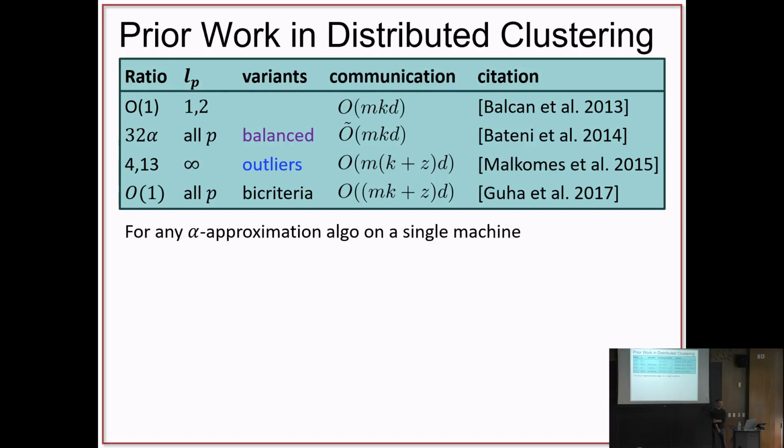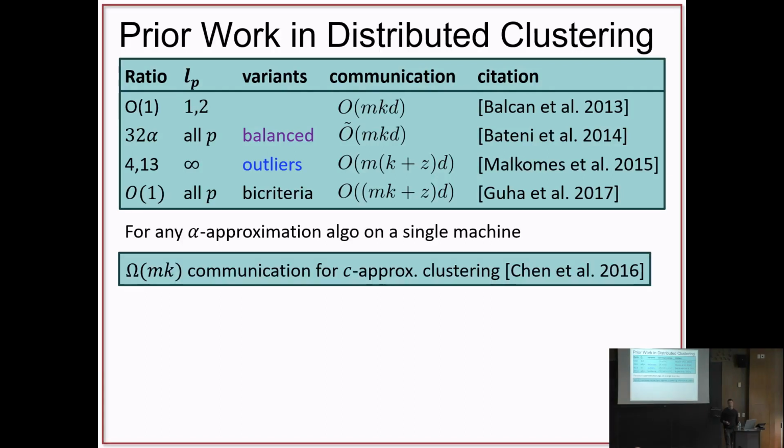Okay, so Guha et al. studied clustering with outliers, and they showed a bi-criteria algorithm. So they got a constant factor approximation, but the clustering might return 2z outliers instead of z. But they were able to save on the communication. So I think that's like an MZD factor or something shaved off from the previous result. Although that one was also for k-center.